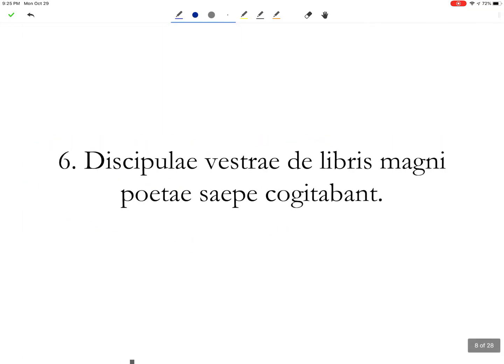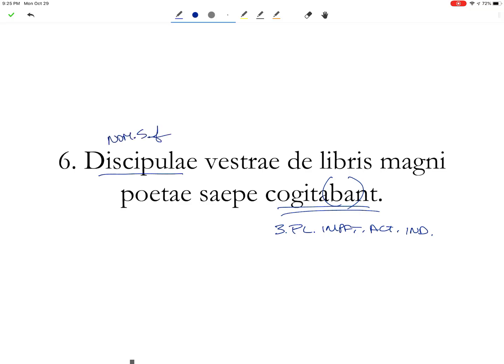Number 6. Discipuli vestrae de libris magni poetae saepe cogitabant. Oftentimes the first, last will help. The discipuli cogitabant. And we see here the tense indicator right in the middle. So third person plural, imperfect. Active indicative. The students, the nominative, singular, feminine, we don't distinguish, but these happen to be female students. The students were thinking. There's your sentence. What kind of students? Your students were thinking. Now let's just keep this in the same order.